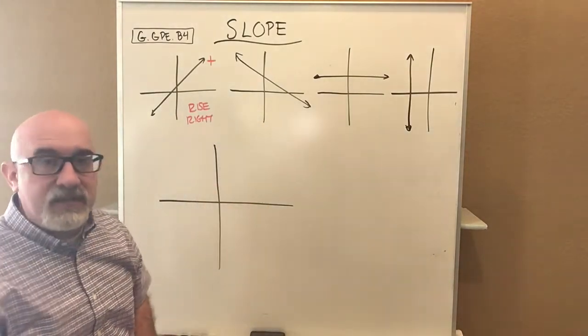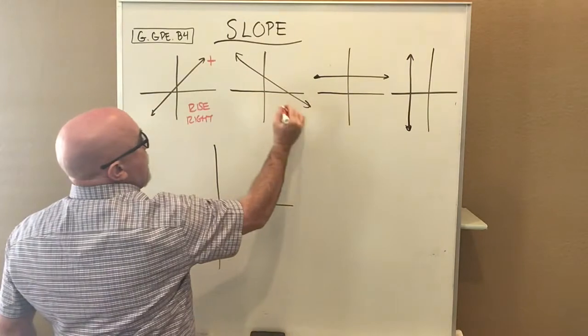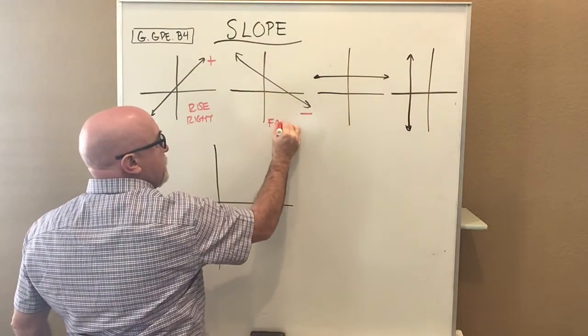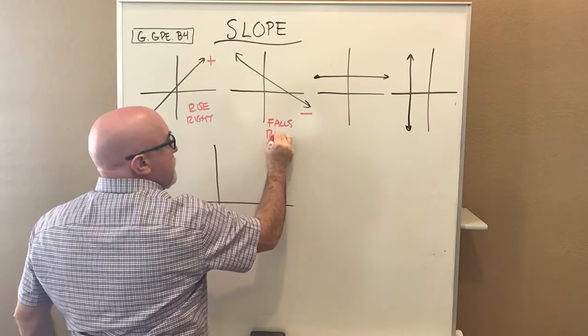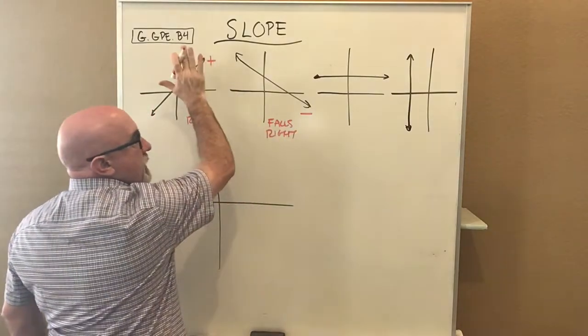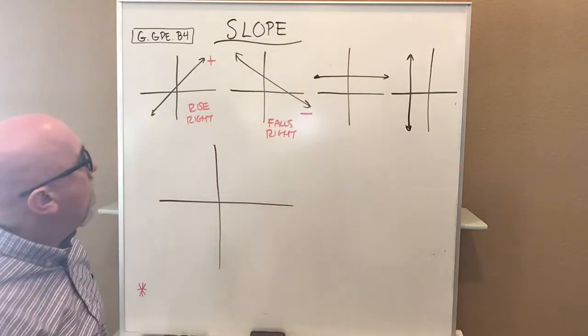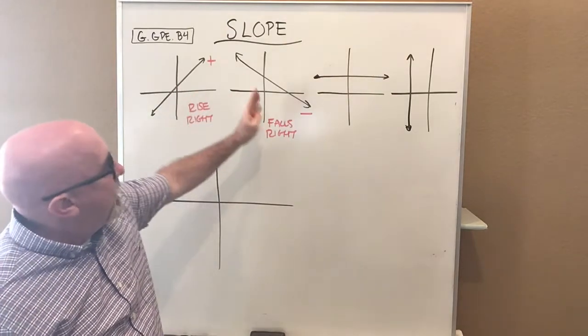That's a positive slope. This one is a negative slope because it falls to the right. So as we move in a rightward direction, we are on our way down. So these are positive and negative slopes.